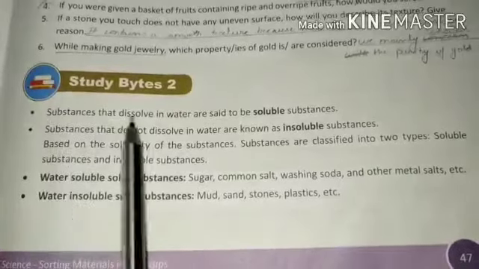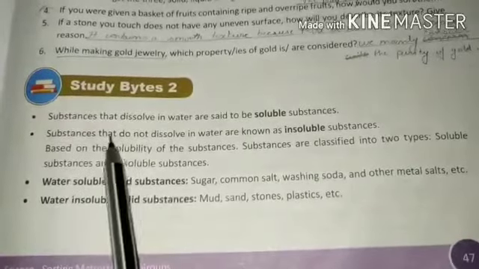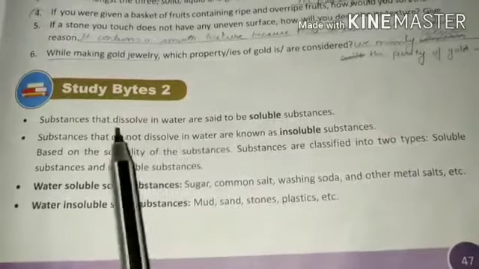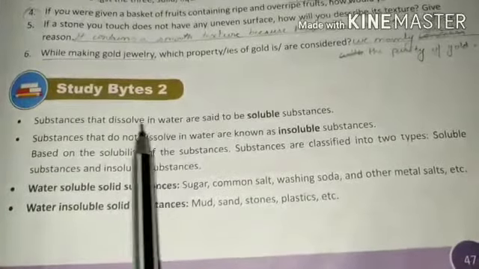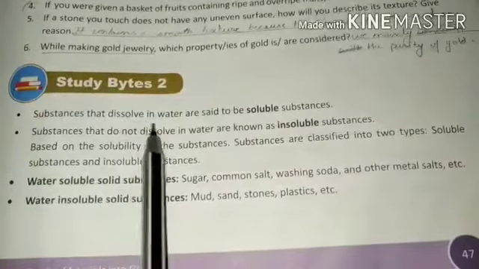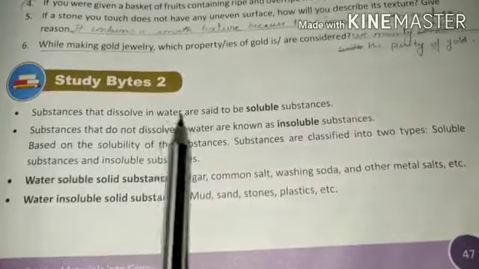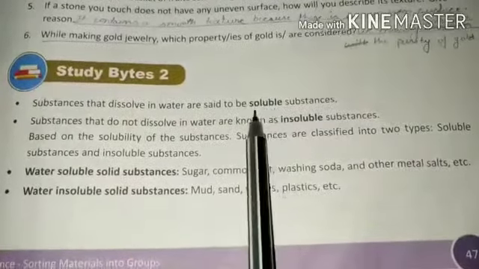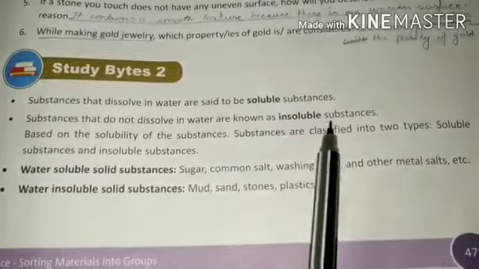Substances that dissolve in water are said to be soluble substances. Substances that do not dissolve in water are known as insoluble substances. As we all know, there are a number of objects or materials near or around us. Some are soluble in water while some are insoluble in water. So according to the solubility of the substances in water, we can characterize substances into two categories: soluble substances, which are soluble in water, whereas insoluble substances are insoluble in water.